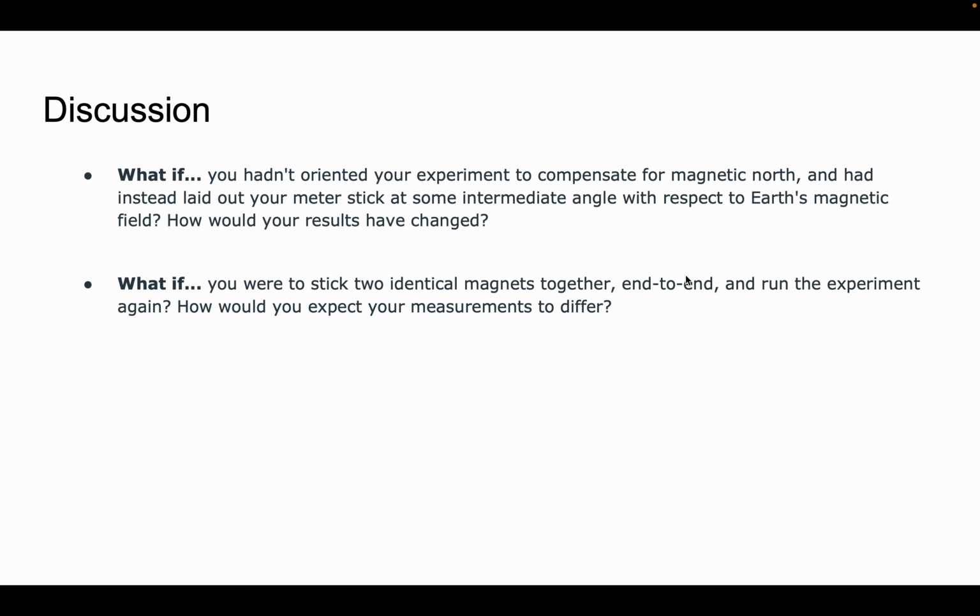So, quick discussion. If we hadn't oriented, and this is kind of the error I talked about, to compensate for magnetic north, and the meter stick was at a different angle, then Earth's magnetic field would also be changing the result, and so we would have to treat Earth's magnetic field as another field and subtract that from the results we were getting if we wanted to find just the bar magnet. And if we stuck 2 identical magnets together, then we would have double the magnetic field, theoretically. And yeah, that's that.